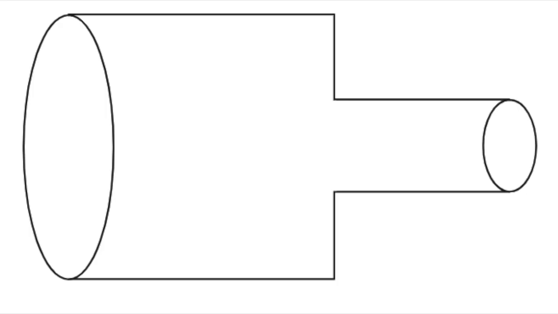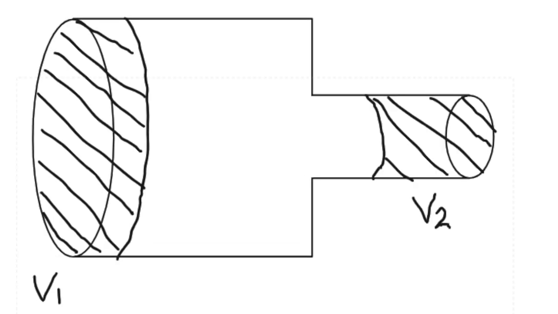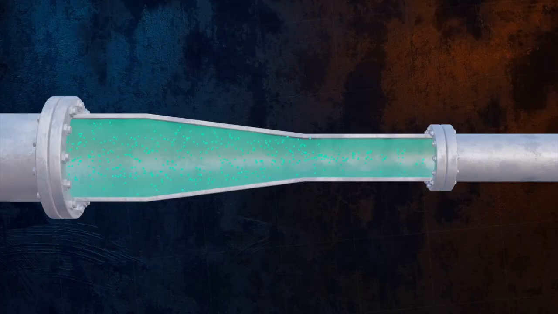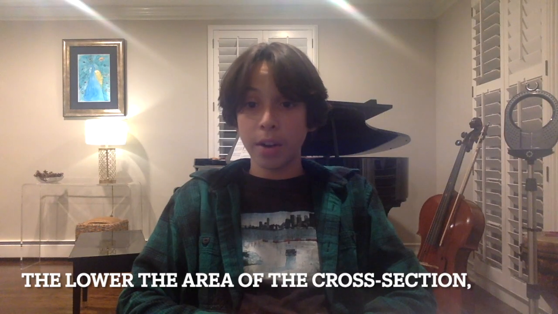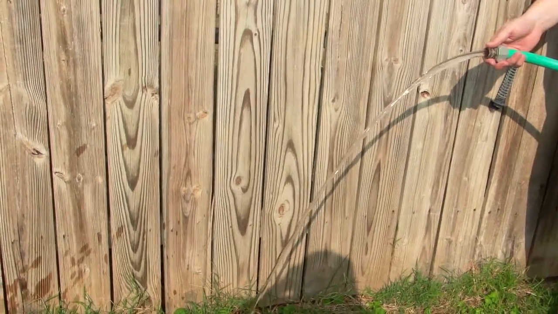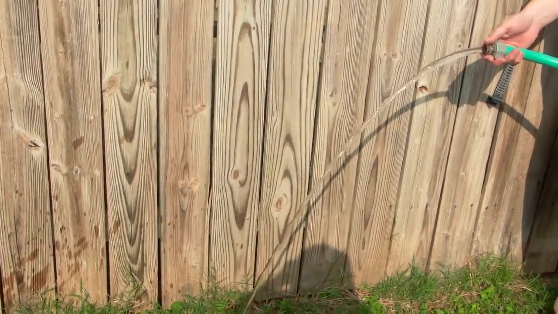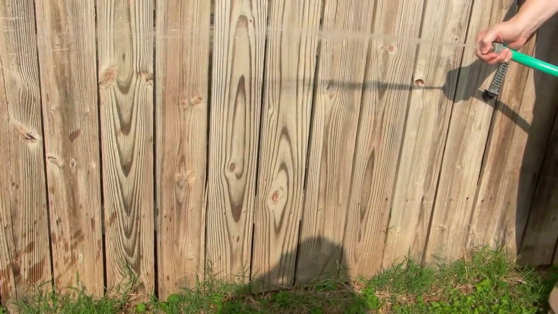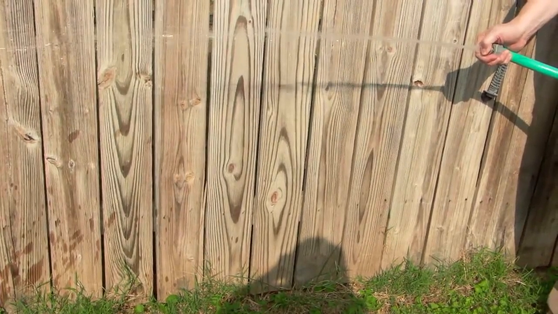Imagine a tube that has one larger section and one smaller section. The amount of water in this part of the tube is the same as the volume here. For that same amount of water to flow through the tube, the water needs to flow faster. The lower the area of the cross-section, the higher the velocity of the fluid. An example of this is how a garden hose flows slowly out of the tube normally, but if you put your finger on the top, making the area of the cross-section smaller, the water will flow quicker, therefore shooting out at a higher velocity.